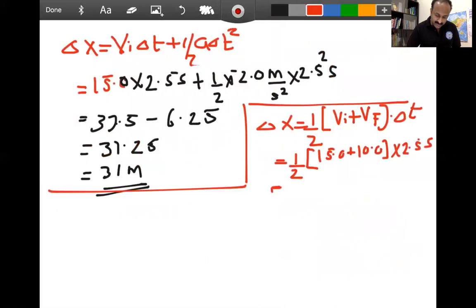So that's going to be 15 plus 10 is 25. So 25 by 2 times 2.5. You can see you're getting 31.25. So you can fix two significant figures. You see, you use two different equations, but both are giving the same answer. Okay? I hope you understood this section. Thank you.